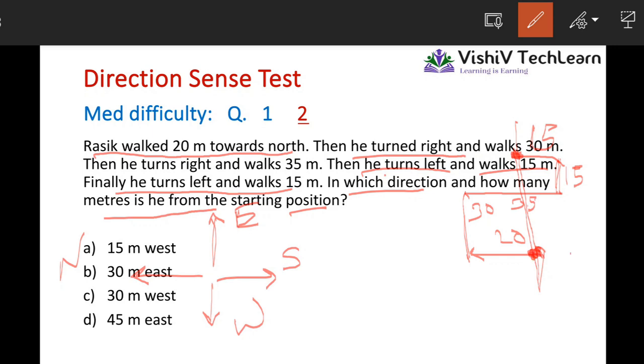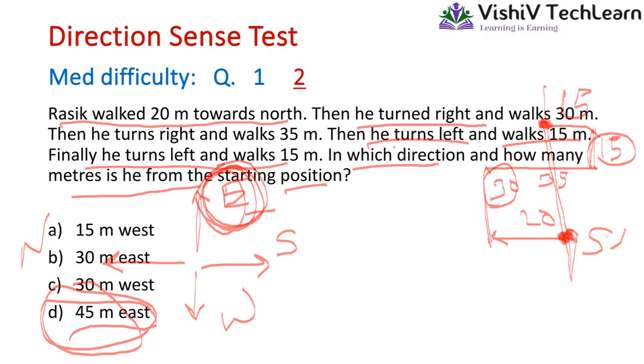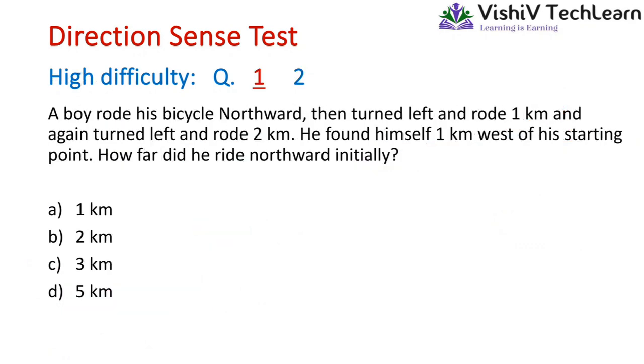So initially Rasik was here, the starting point, and the ending point is towards east. Okay, so here we have the direction east, and how many meters? So 30 plus 15, 45 meters could be the answer. So 45 meters and east direction, option D should be right. Let's check. Yes, option D is right. Okay, let's go for the next question.